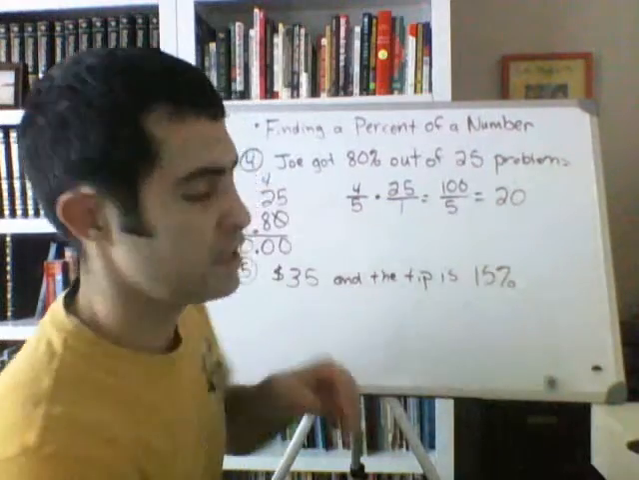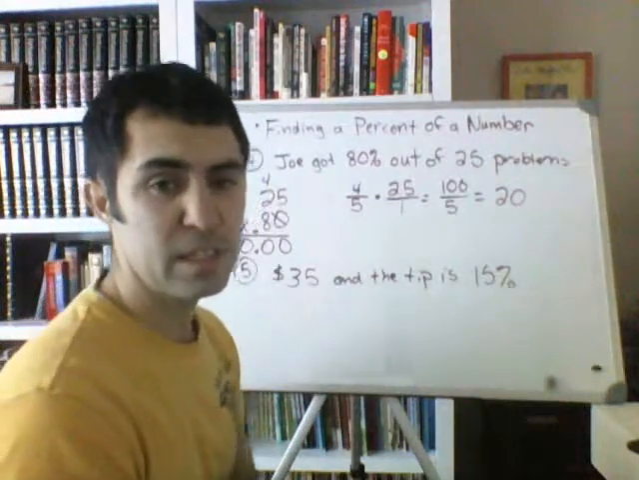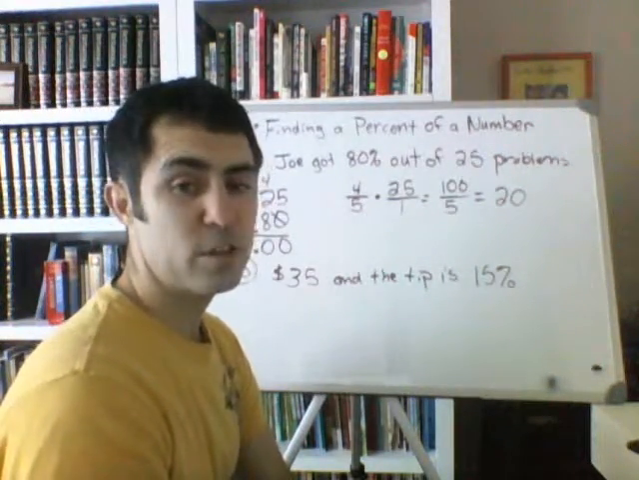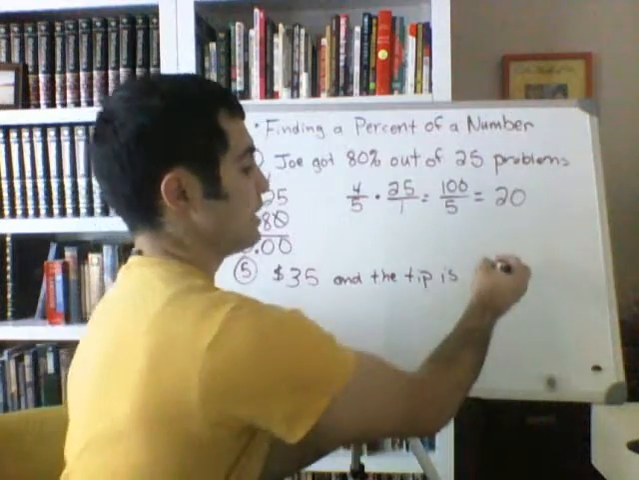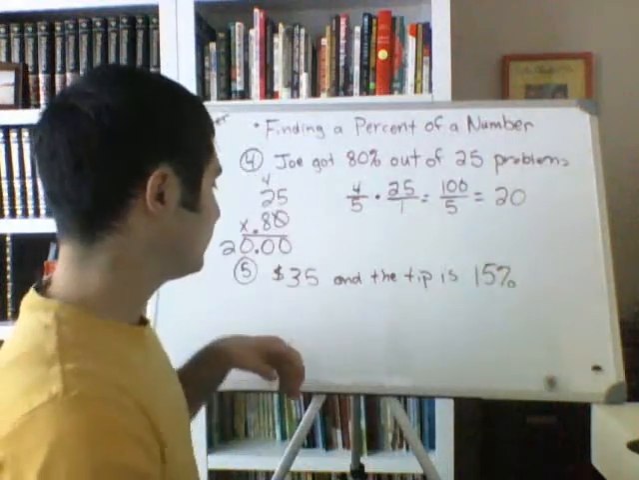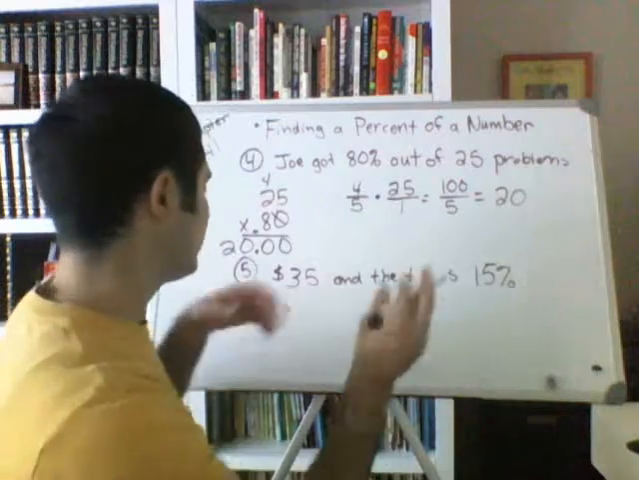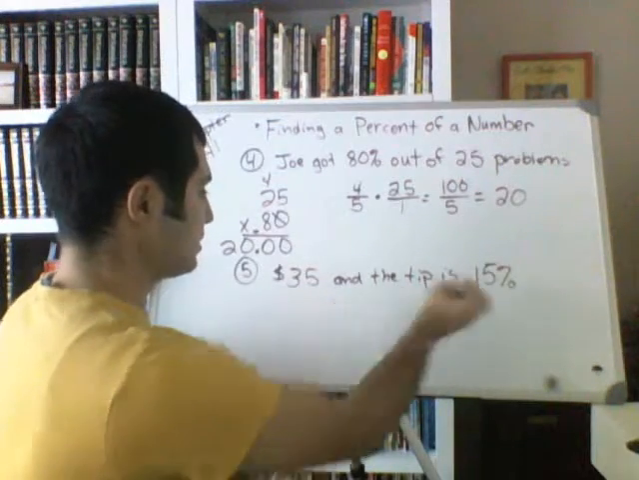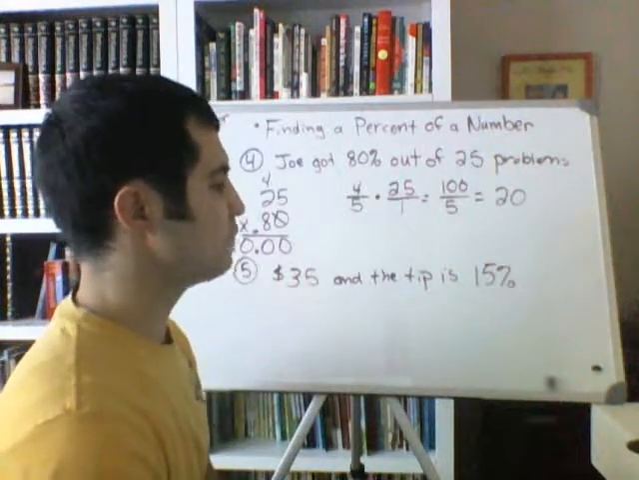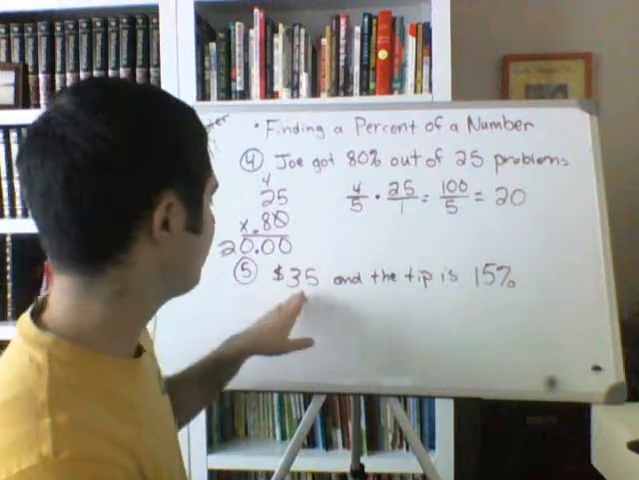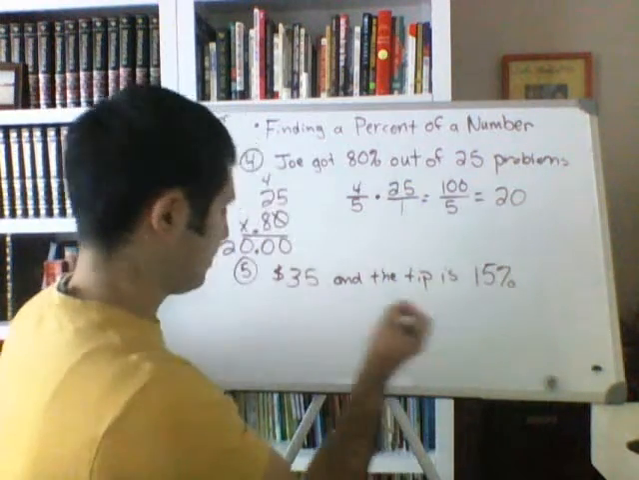15%. A lot of time, I would only give 15% if I got really bad service. Most of the time, I give 20%. But I'm just pulling different numbers out so that we can practice this. So in this case, I wouldn't change that to a fraction. I think it would be easier to just take 15 times 35.